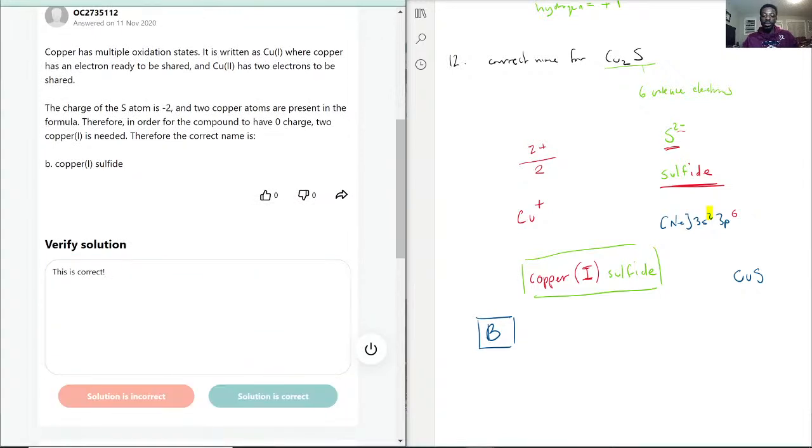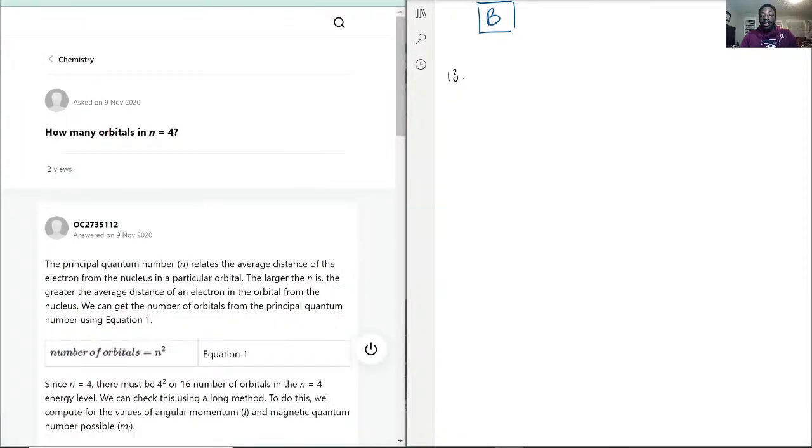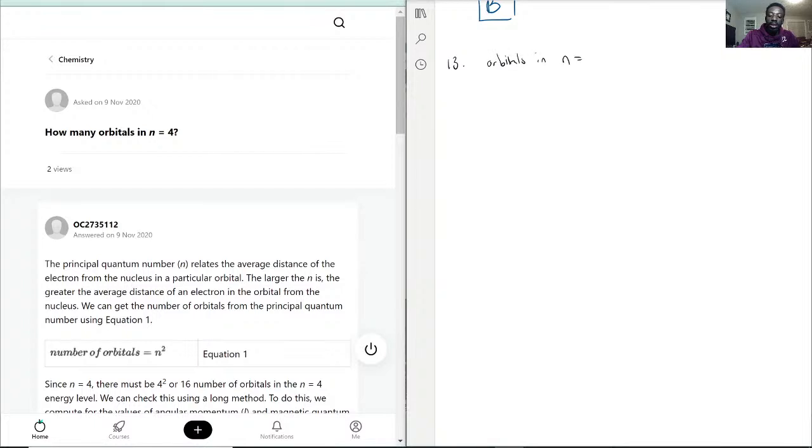Let's move on to the next question. Question number 13. Alright, so now we have this question 13. It's asking us how many orbitals are in n equals 4.